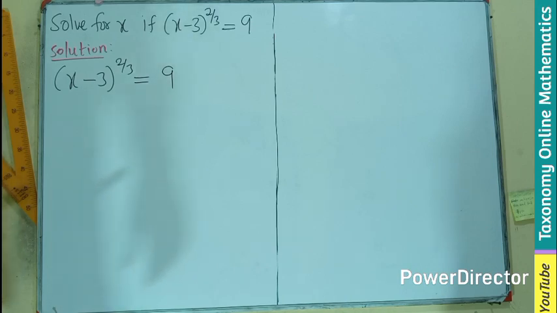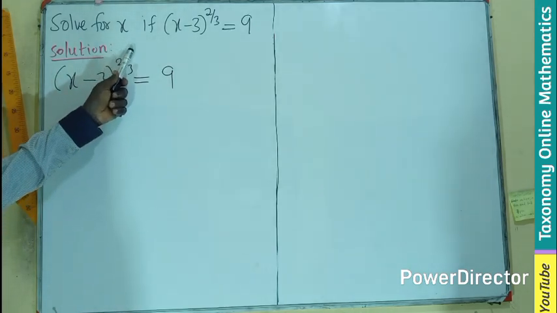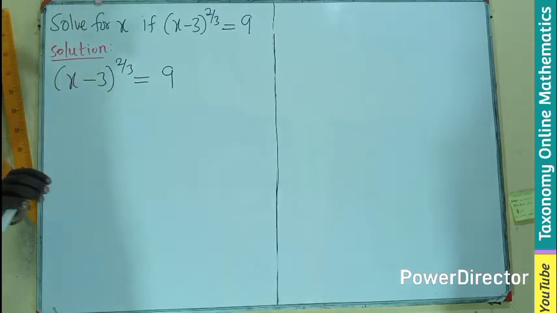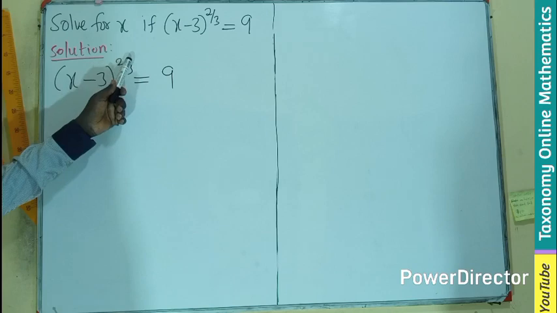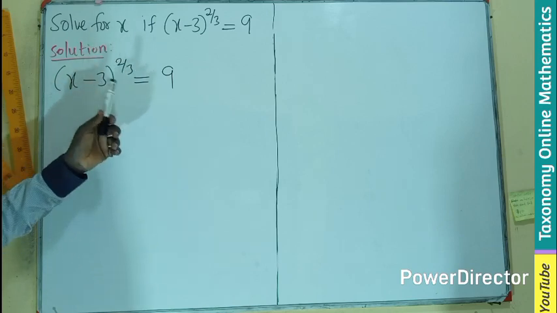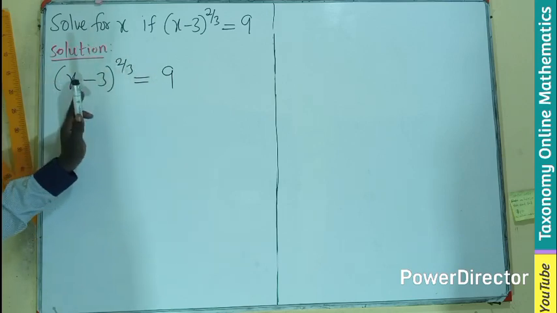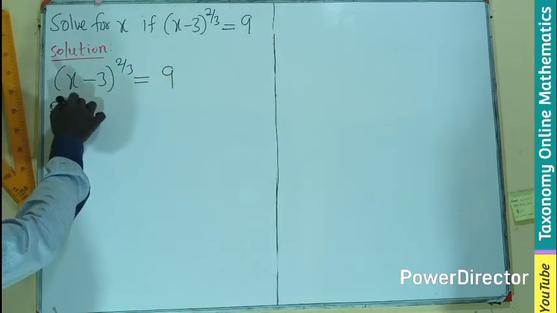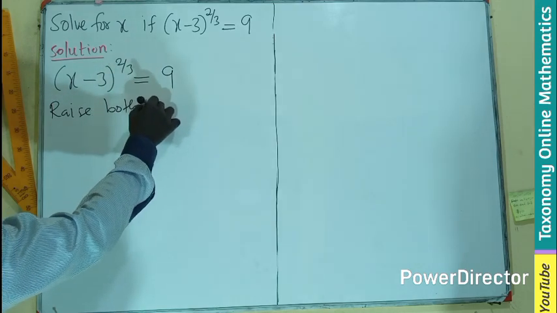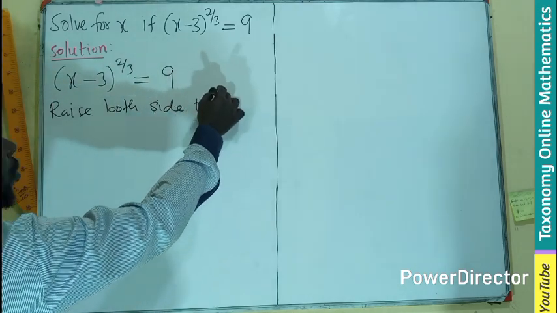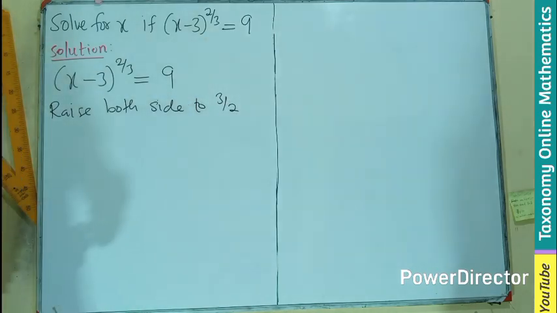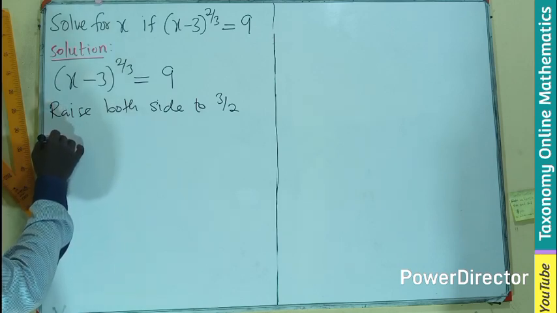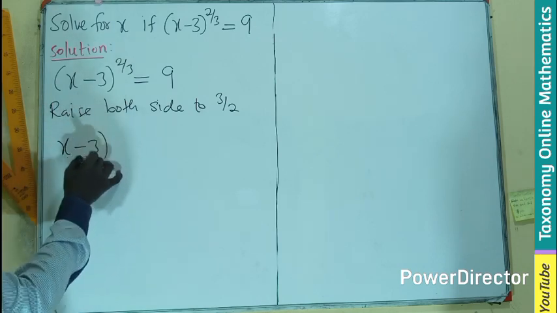What we need to do is to try to eliminate this exponent we are having here, which is a rational, that is a fraction. The best way to eliminate this is to multiply this fraction by its reciprocal. So we are going to raise both sides to the reciprocal of this.